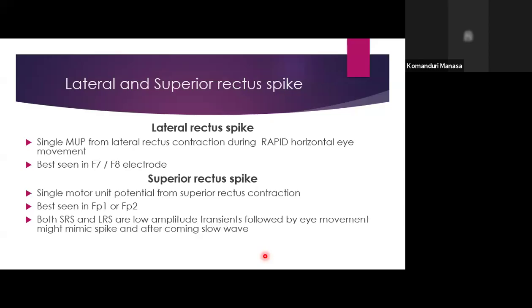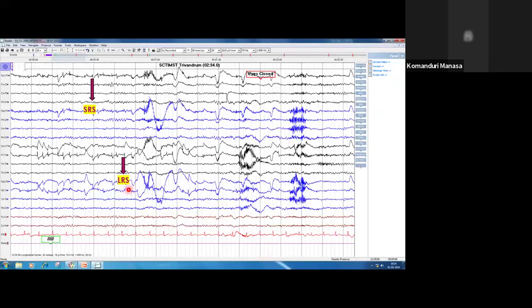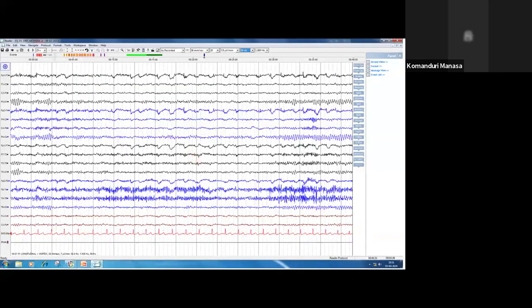These are of very low amplitude, followed by the eye movement. Sometimes if we don't see carefully, it might mimic a spike with an after-coming slow wave. So this is a superior rectus artifact, which we see only in the frontopolar region, FP1. And these are the lateral rectus artifacts seen in the temporal channels with the horizontal lines. So in this picture, we are seeing superior rectus artifacts over the frontopolar channels.